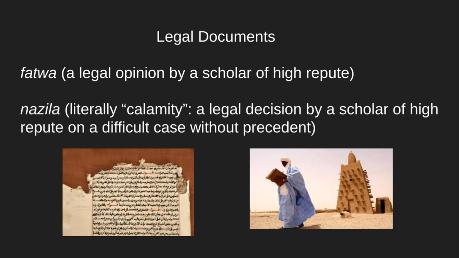Okay, you also will find legal documents, for instance, fatwas and nazilas. Now, a fatwa is a legal opinion by a scholar of high repute. So someone will come to a scholar and ask him about what is a correct form of behavior. The scholar will give an opinion, which is a fatwa. A nazila is dealing with a calamity. So in this case, we're dealing with having to make a decision in a case that has no precedent, a particularly difficult kind of case.